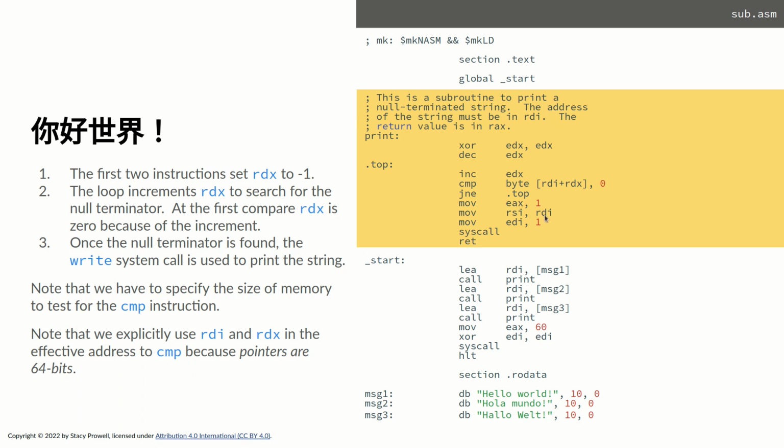We put RDI in RSI, right? So EAX is the system call. It's right. This is the buffer. Put in RSI. EDI is the file. They're out of order here. EDI is the file descriptor. That's standard out. We stick that in EDI.